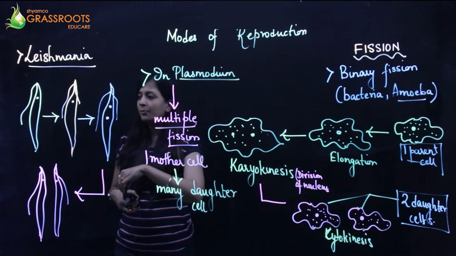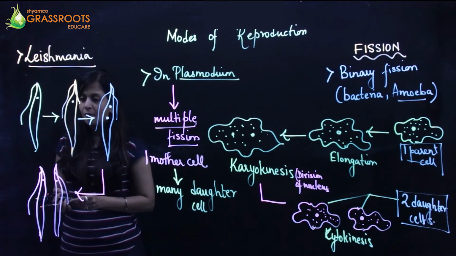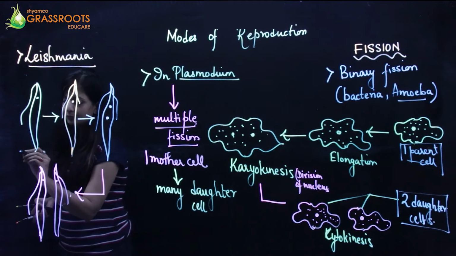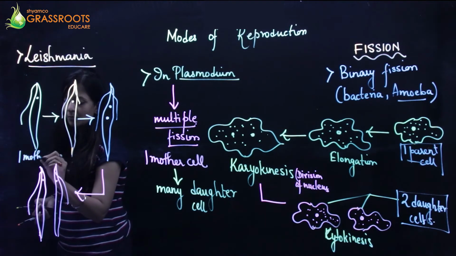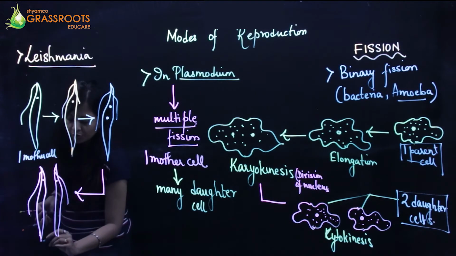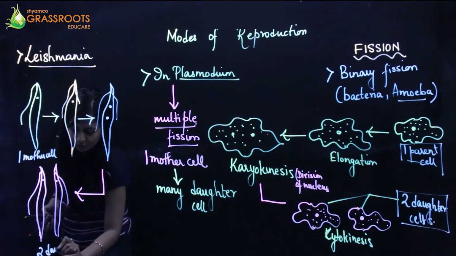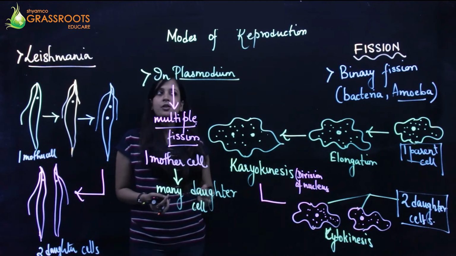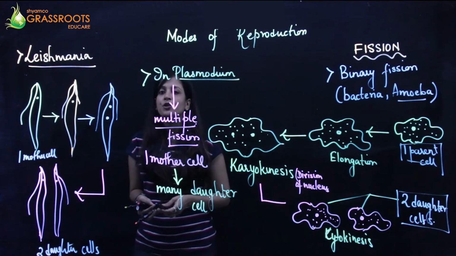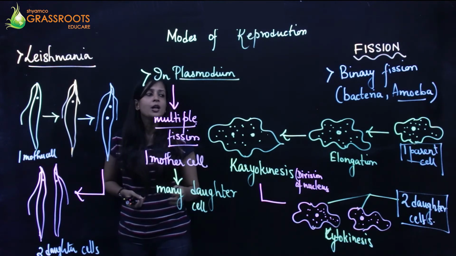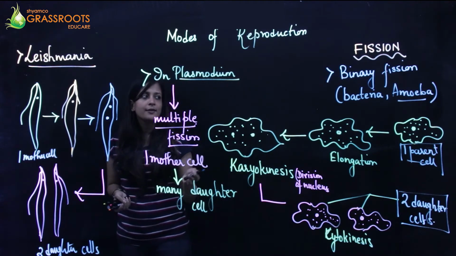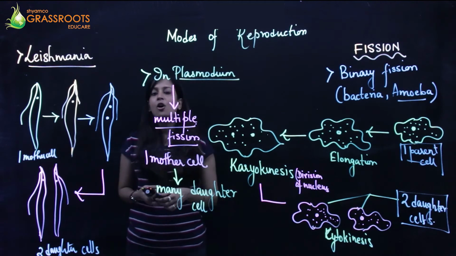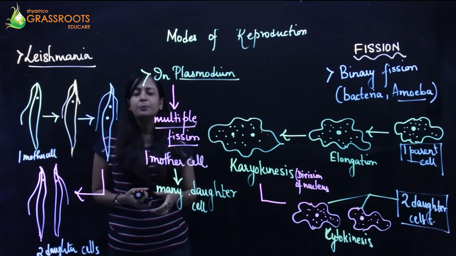Again from here, what will you see? That from one mother cell you are going to get two daughter cells, or two daughter Leishmania. So this is how the process of fission takes place in lower groups of organisms, like for example bacteria or protozoa.